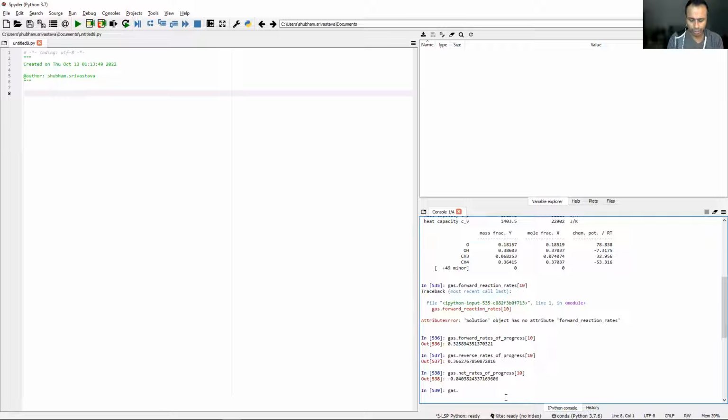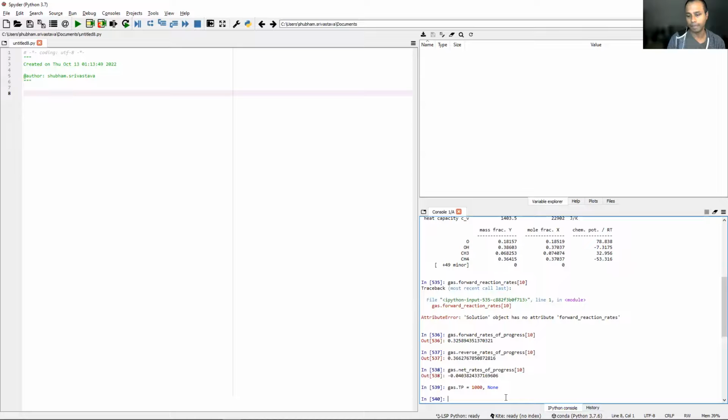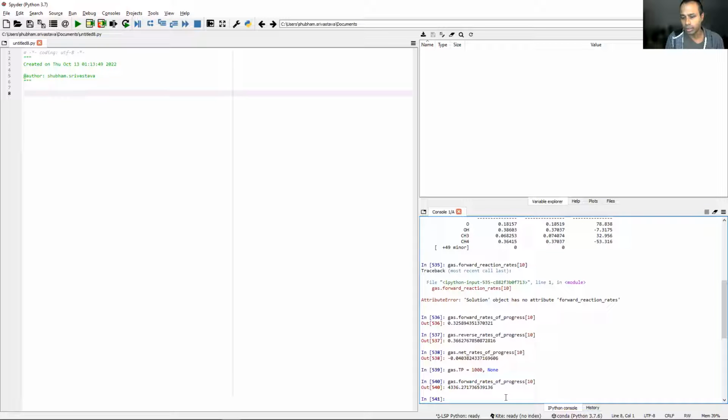So if we say gas.TP equals, say, 1000, comma, again, keep the same pressure. All right. Now let's again run the same exact functions. Forward rates of progress. Now see, the number has changed from 0.325 to 4336. It's such a big jump, mainly because of the change in the temperature. The temperature jumped from 300 to 1000 Kelvin, which is again a very big jump.